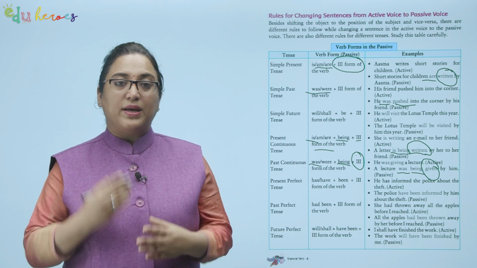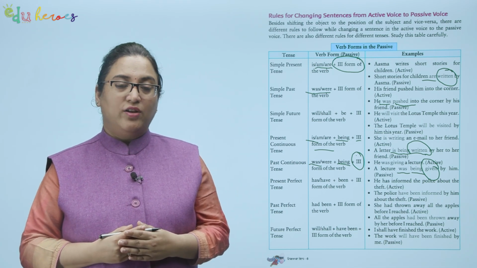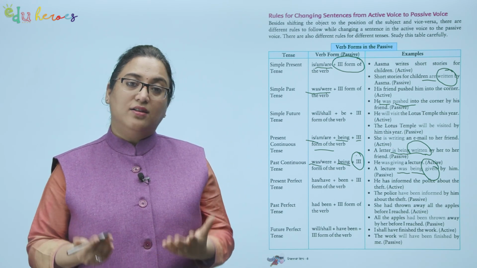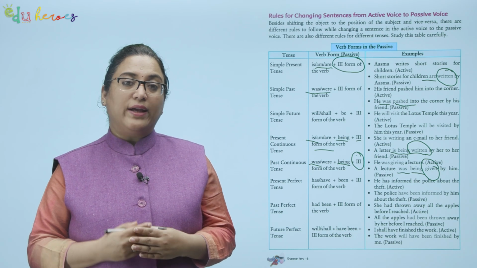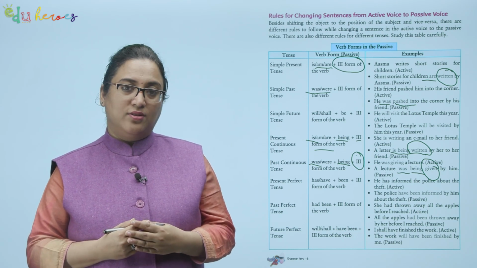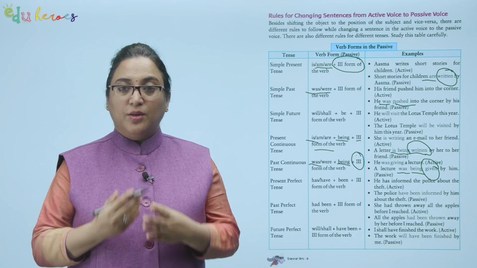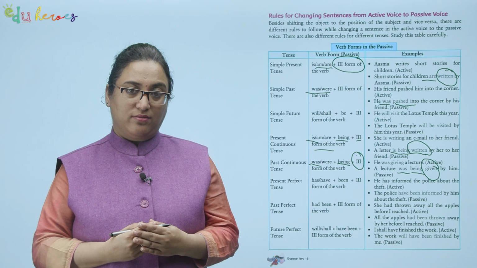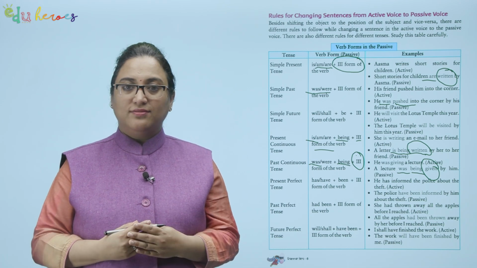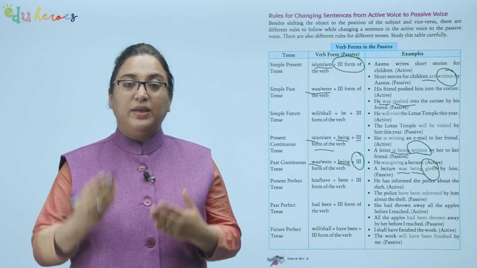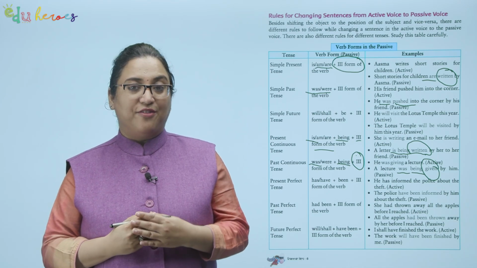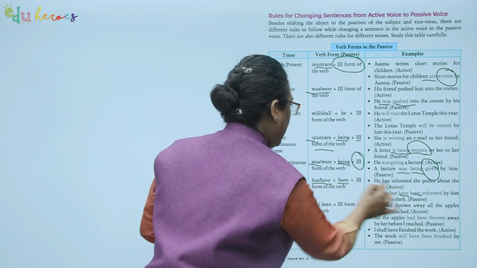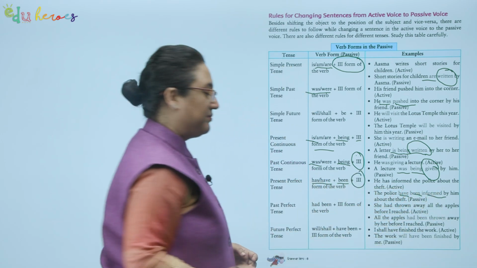When your sentence is in present perfect tense, then you will have the formula either has or have plus been plus again third form of the verb. So children, knowing third form of verb is very, very essential. He has informed the police about the theft. This is an active voice because he is doing the action directly. Change it to passive. The police have been informed by him about the theft. So has, have, been, and third form, informed.